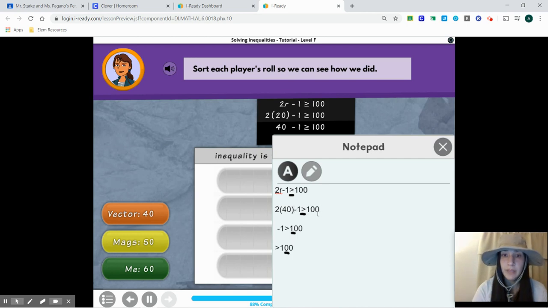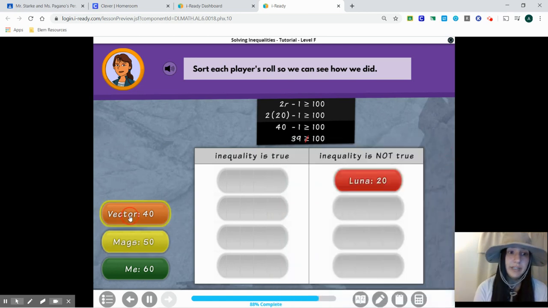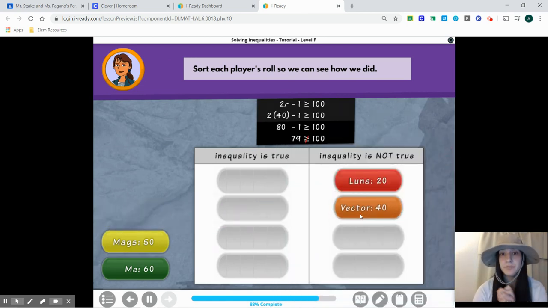Yeah, that moved my line. Okay, let's combine like terms. 2 times 40 is, everybody all at once, 80. Now we have 80 minus 1. 80 minus 1 is 79. 79 is not greater than or equal to 100. So Vector does not make this true. And there's our work.